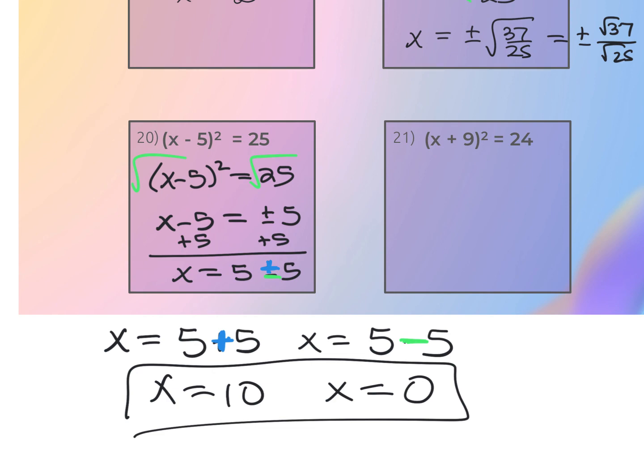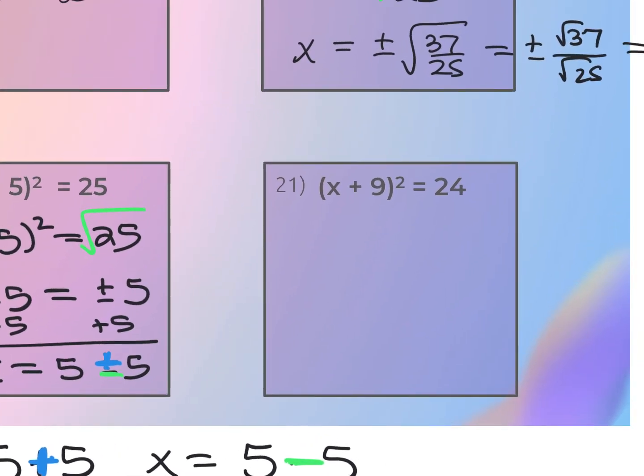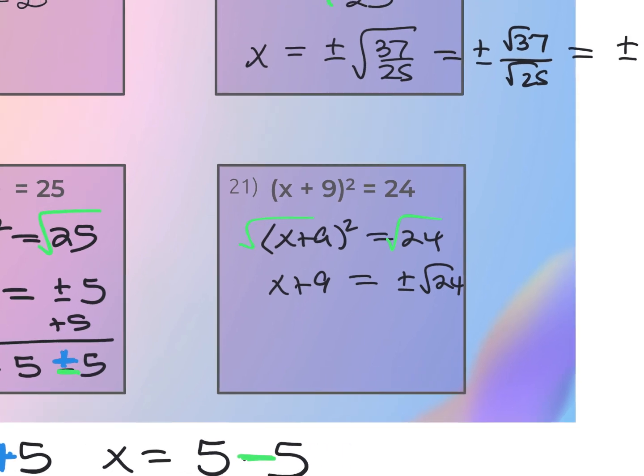Number 21. Again, we're going to square root both sides because the square term is already isolated. Square root, x plus 9 comes out. And then I'm left with plus or minus the square root of 24. I need to break that 24 down. There's a perfect square hiding in there. 4 and 6.